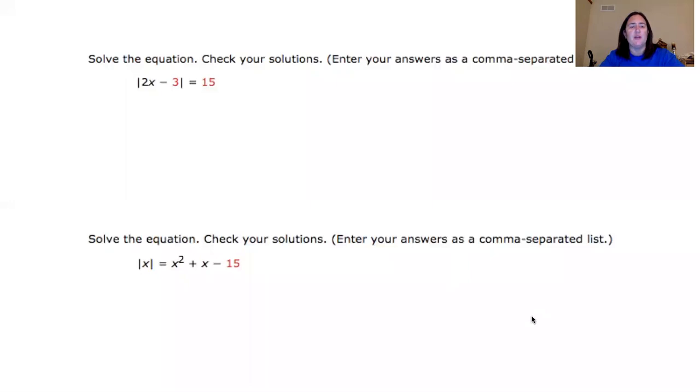So we have the absolute value of 2x minus 3 equals 15. Whenever you're solving an absolute value equation, you're going to set up two problems. Your first problem is going to be exactly what's written without the absolute value. So we're going to have 2x minus 3 equals 15. That's one equation that you're going to solve. The other one is going to be what you have in the absolute value, but you're going to switch your sign. So you're going to change that to a negative 15.